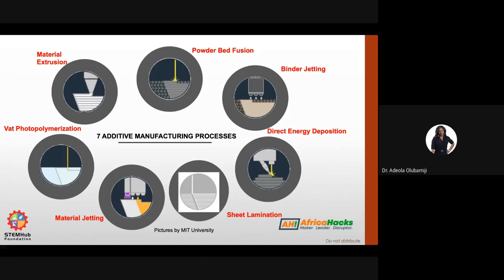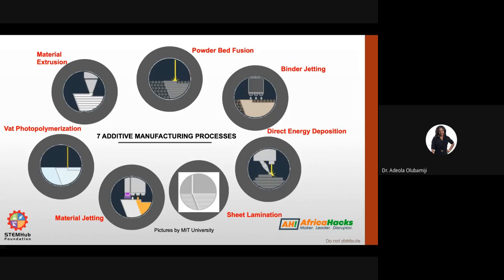Direct energy deposition, and sheet lamination, is one of the interesting ones for me because you know how sheets of paper are. It puts one sheet down, it puts glue, puts another sheet down, puts another sheet down. It's like sheets of paper being glued together to form a component. Material jetting is very similar to binder jetting. Put material down, put glue on top of it. You keep gluing it together until you are able to form your entire part.